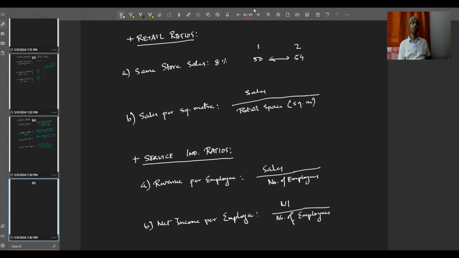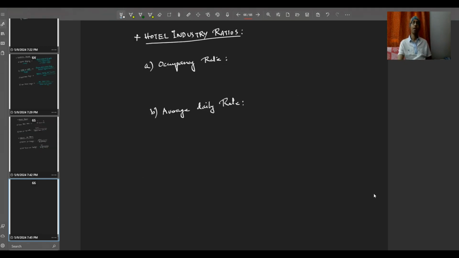Now we will talk about a couple of ratios which are used in hotel industry. So hotel industry ratios. First is the occupancy rate. This means, let's say there are 50 rooms in a hotel, and out of that 35 are occupied. This means the occupancy rate is 70%. Okay, obviously we want a higher number which is desired.